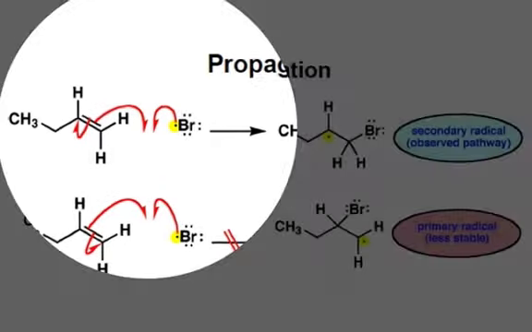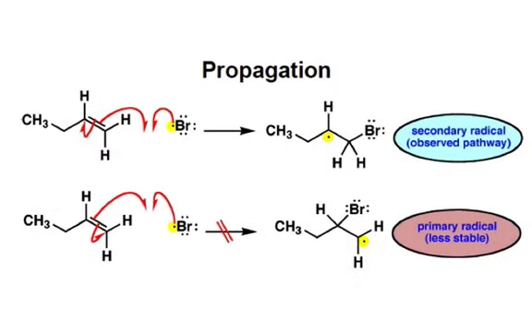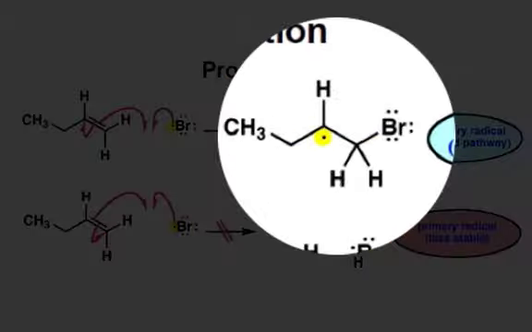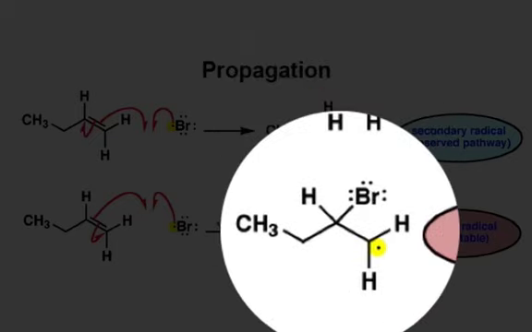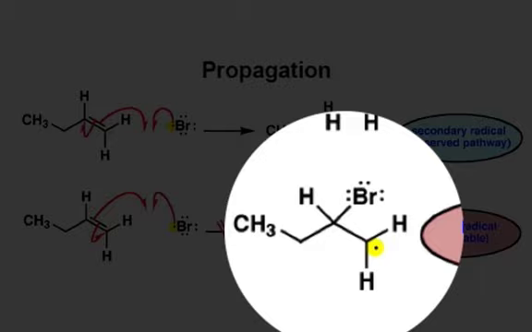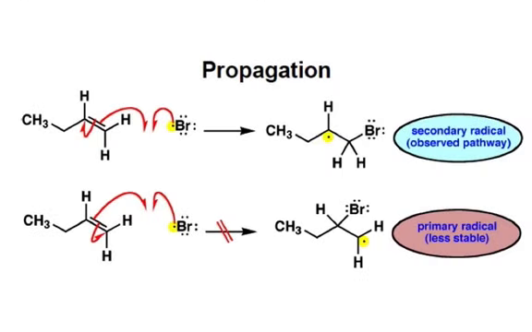Continuing on with our propagation step, in our observed pathway, we could see that the bromine radical reacts with the alkene double bond and adds to the least substituted carbon atom. The reason why this bromine adds to the least substituted carbon is due to radical stability. In the observed pathway, we generate a secondary radical, which is more stable than the primary radical that we would generate in our other possible pathway. Since the secondary radical is much more stable than the primary radical, we will only see addition of the bromine radical to our least substituted carbon atom occur.